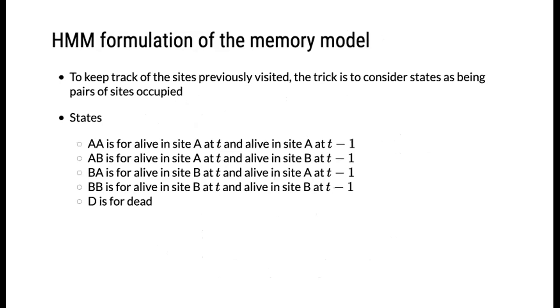So the states, piece of paper and pen, are the following ones. We're going to say, okay, AA is for alive in site A at T and alive in site A at T minus one, right? So pairs of sites. AB is for alive in site A at T and B at T minus one, BA, and so on, BB, and D is for dead.